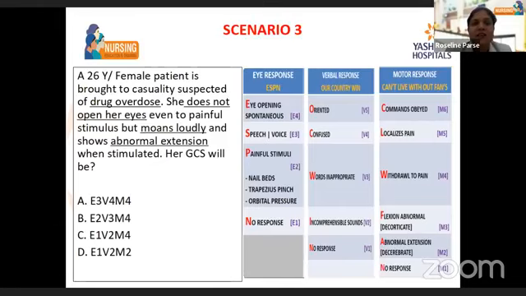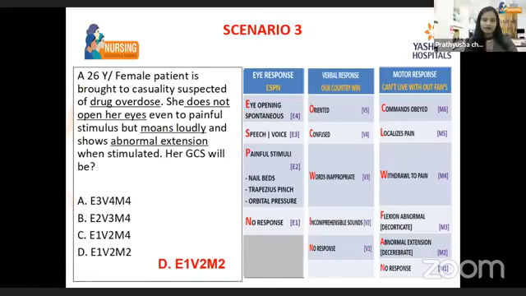Then she moans loudly. There are no words, absolutely no words, but she is making some incomprehensible sounds. So that's V2. And then she shows abnormal extension when stimulated. She's showing a decerebrating posture. So that would become M2. So the score is E1, V2 and M2.